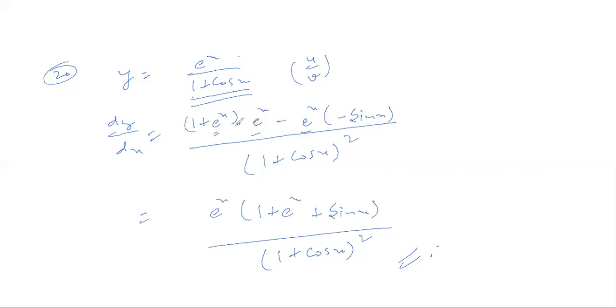It will not be e raised to power x. Okay, let's see this. It will be 1 plus cos x. We'll have to correct this also. By mistake, it was written e raised to power x, because we are writing the denominator as it is. So that was 1 plus cos x. So it will be 1 plus cos x plus sin x. It will be the ultimate answer. Okay.